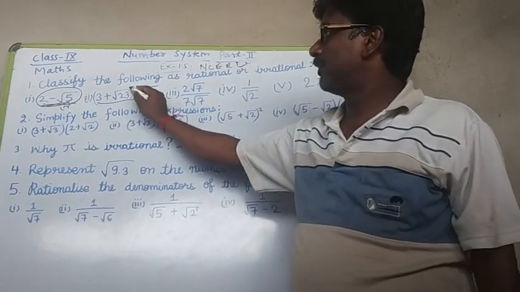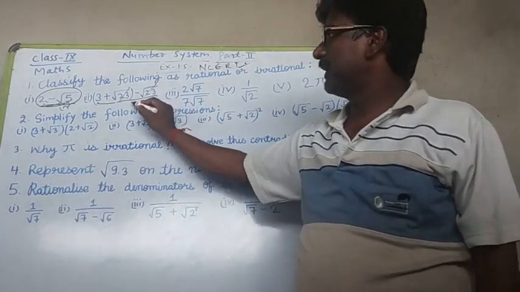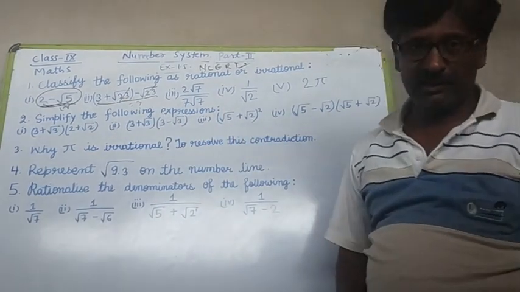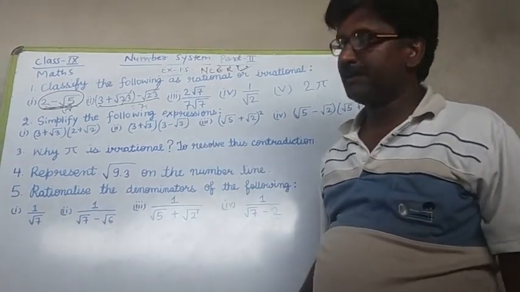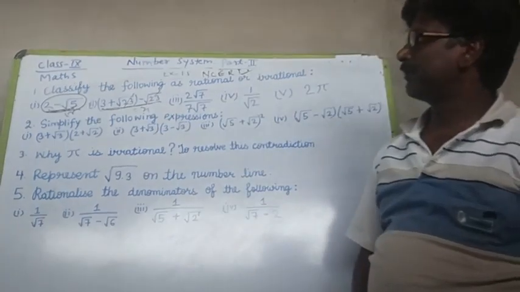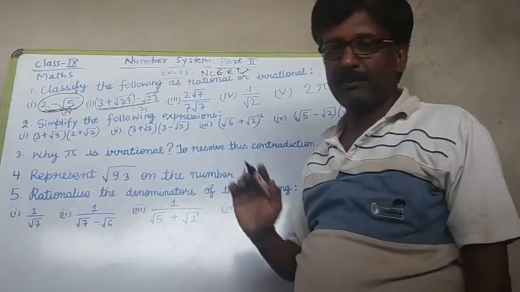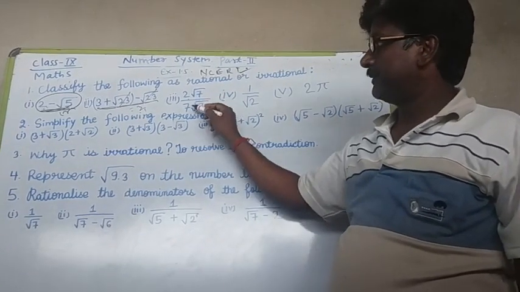This under root 23 will be cancelled because plus and minus are there. And after cancellation, this will be 3. And this 3 lies in the form of p by q, where q is not zero. So we can say overall this 3 plus under root 23 minus root 23 is a rational number. Okay. Next, 2 root 7 by 7 root 7.